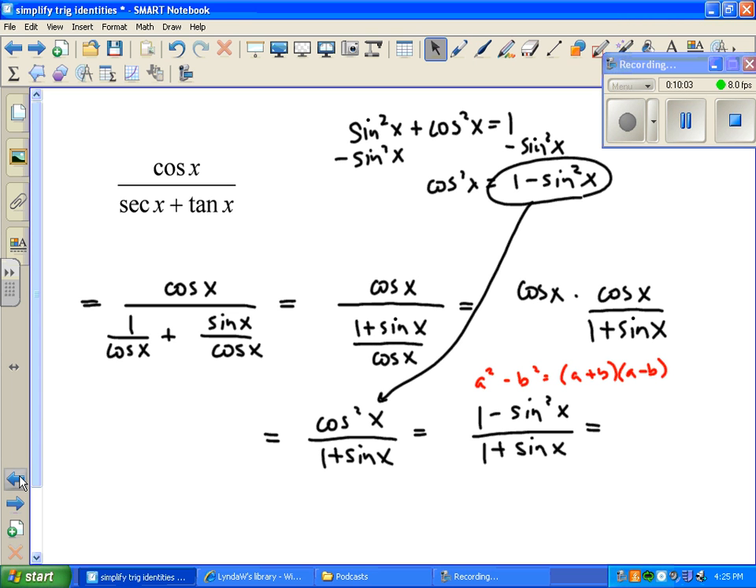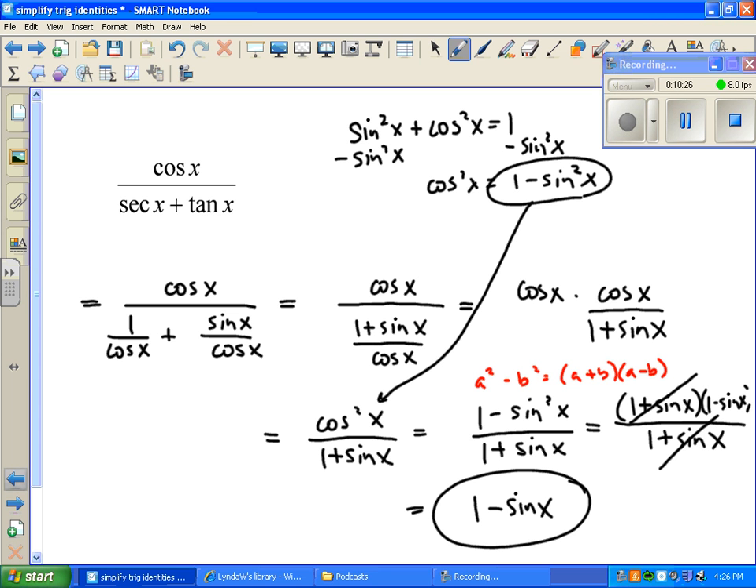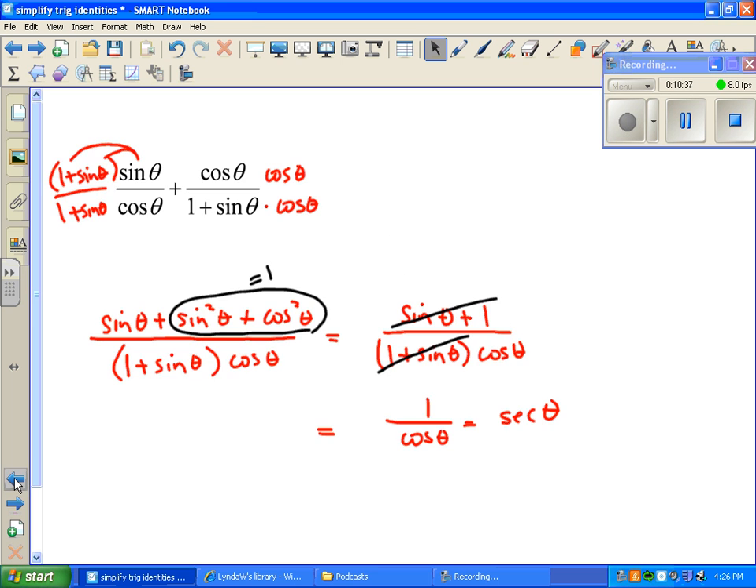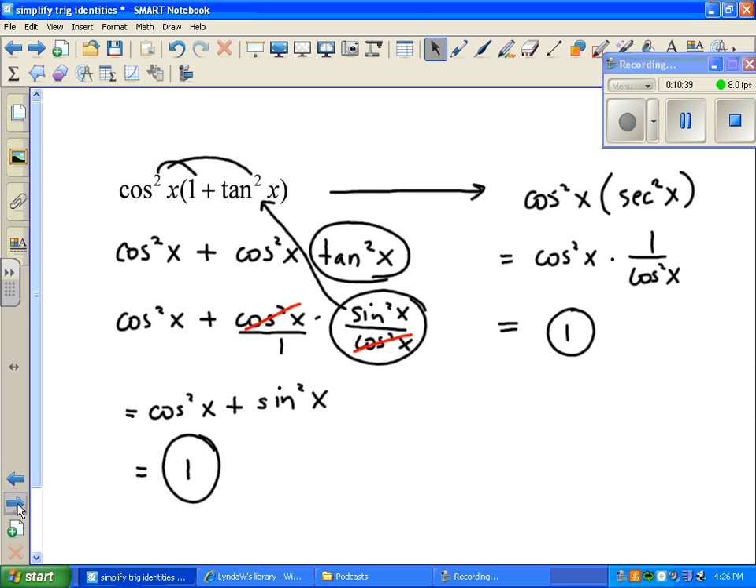Maybe you don't think of factoring with trig identities, but you can as long as you've got subtracting and you've got two perfect squares. So if we substitute this with 1 plus the sine of x times 1 minus the sine of x and divide that by 1 plus the sine of x, cancel, cancel, and we end up with 1 minus the sine of x. Now we get a two-term expression for our simplified expression, I should say. And that's okay. The previous ones all ended up being one answer, but this one didn't. And it might not.